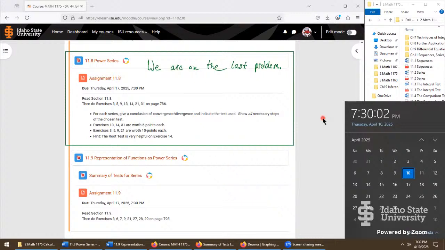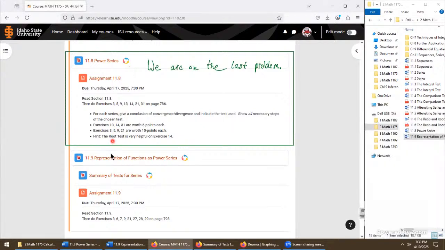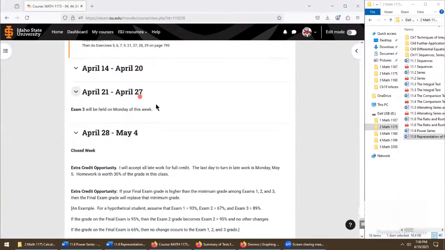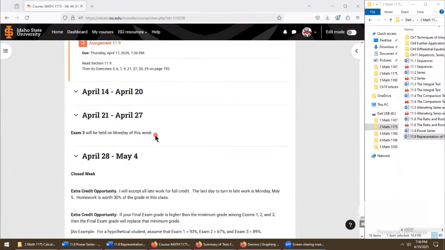Welcome back, everyone. So we're nearly done with section 11.8 on power series. And this one right here, we're not going to try to race through. I believe we're more likely going to be finishing section 11.9 when we come back on Monday's class next week. So what that means is 11.8 is very likely the last section that's going to show up on exam 3.